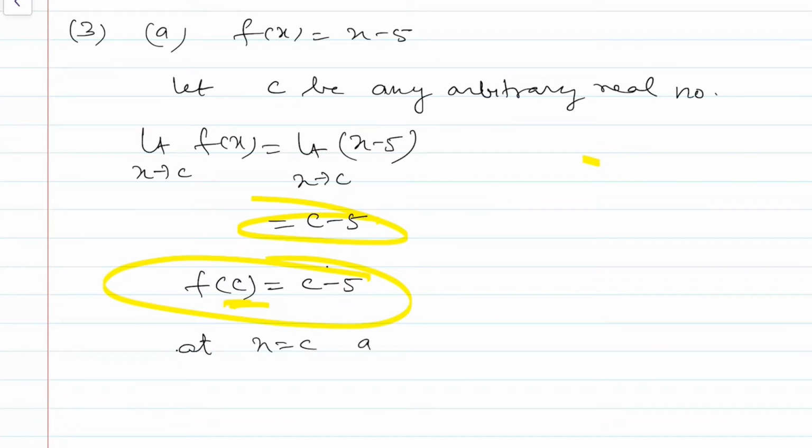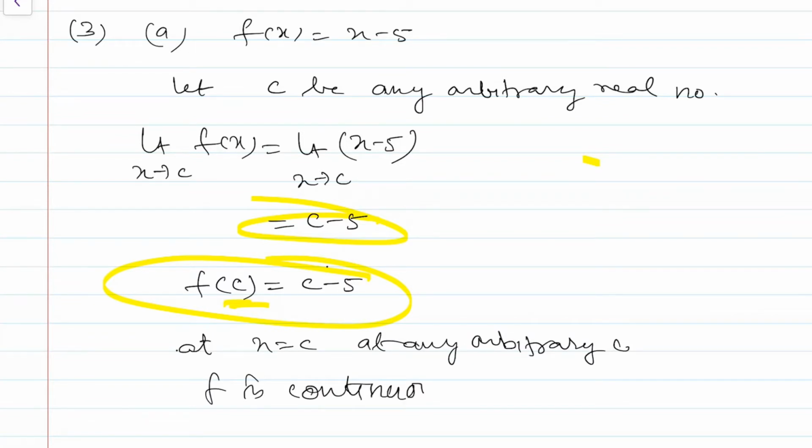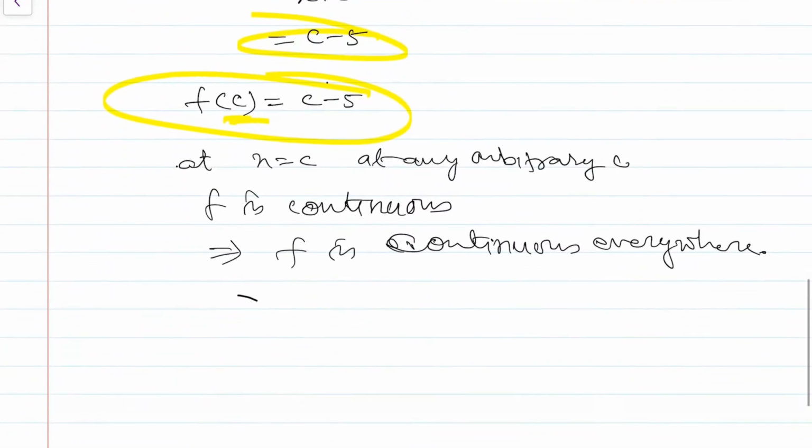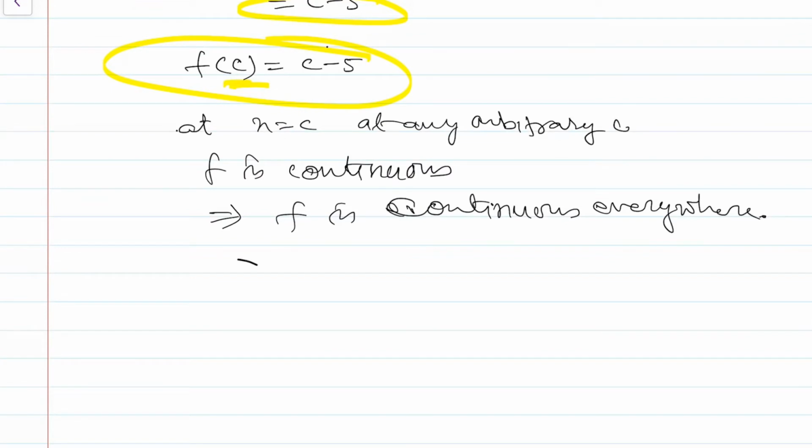It means that at x equal to c, where c is any arbitrary c, f is continuous. This implies f is continuous everywhere. Because c is arbitrary, it can move anywhere in the real domain. So this function will be continuous everywhere. Similarly, we can do the part B, part C, and part D.